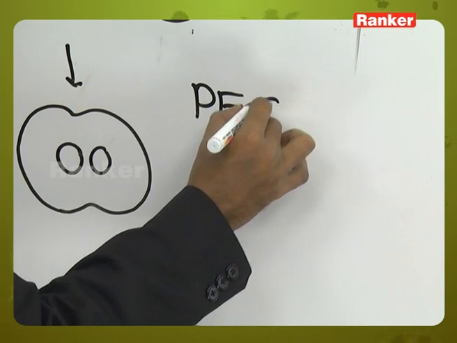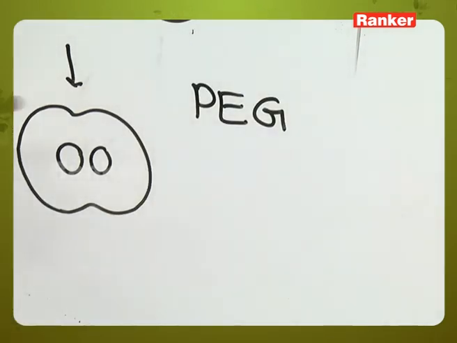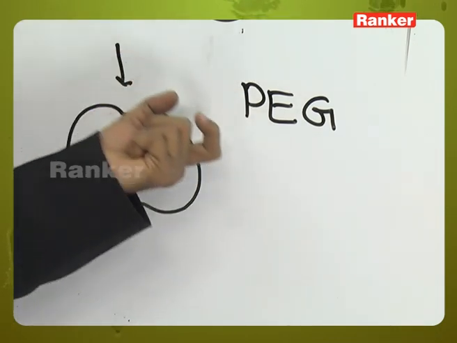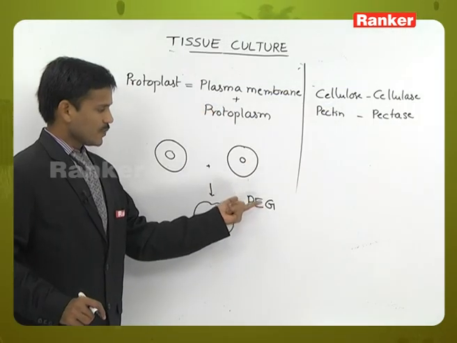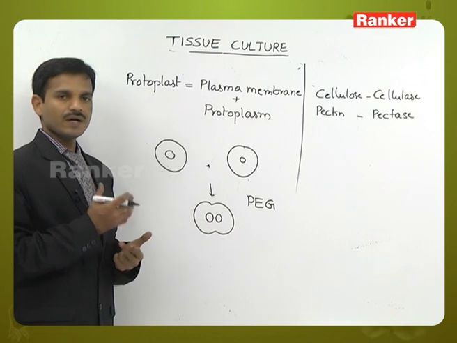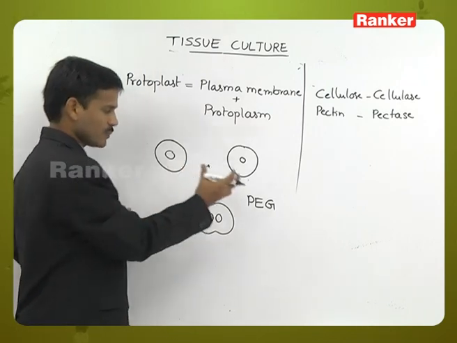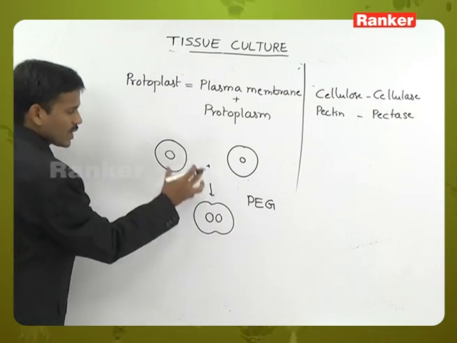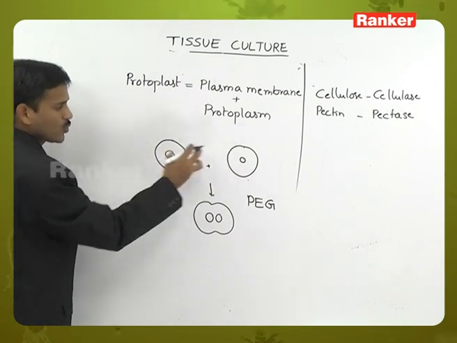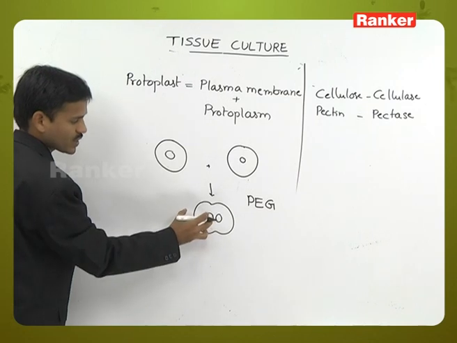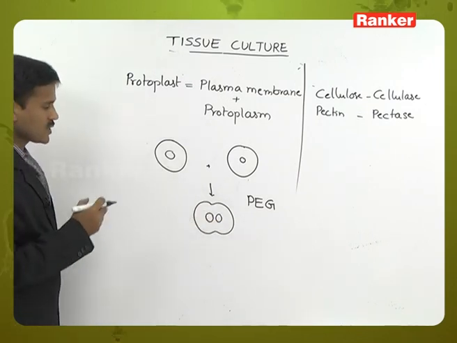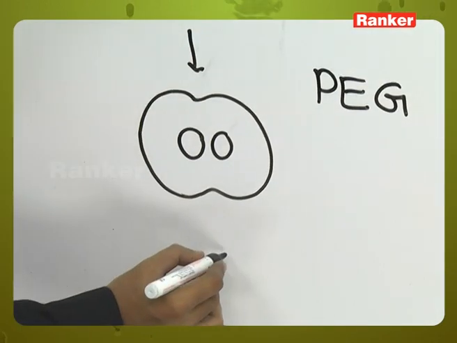electrofusion, sometimes chemofusion. Here, by using polyethylene glycol, which is a chemical, by using chemofusion or by using electrofusion, we can combine the two protoplasts. The two protoplasts are fused. So after the fusion of protoplasts, sometimes two nuclei are present. Sometimes the two nuclei are also fused.